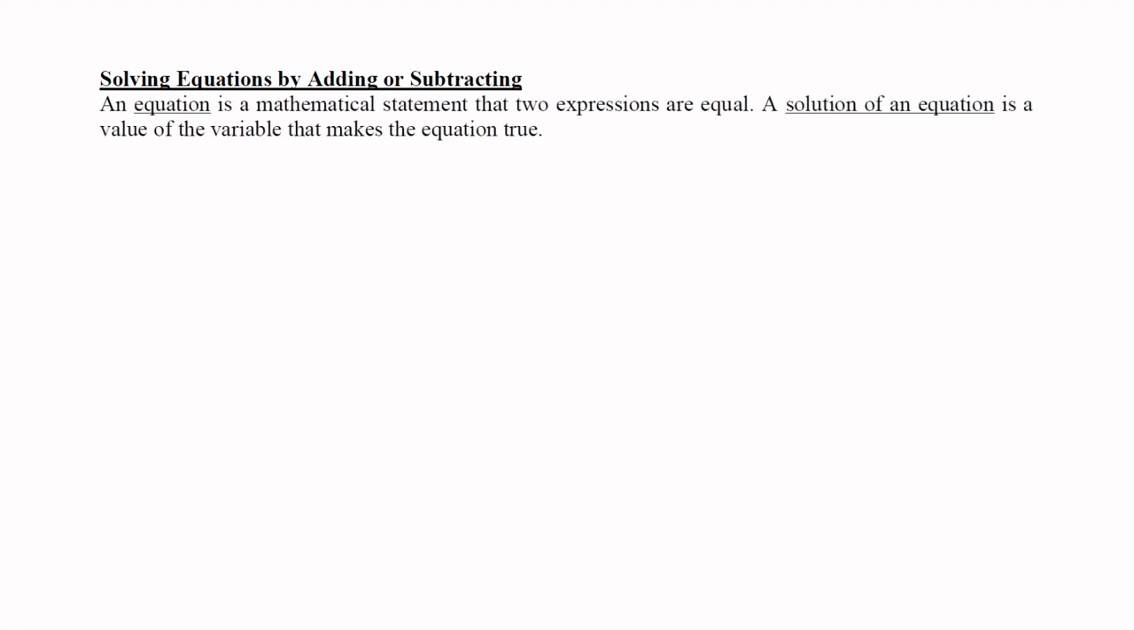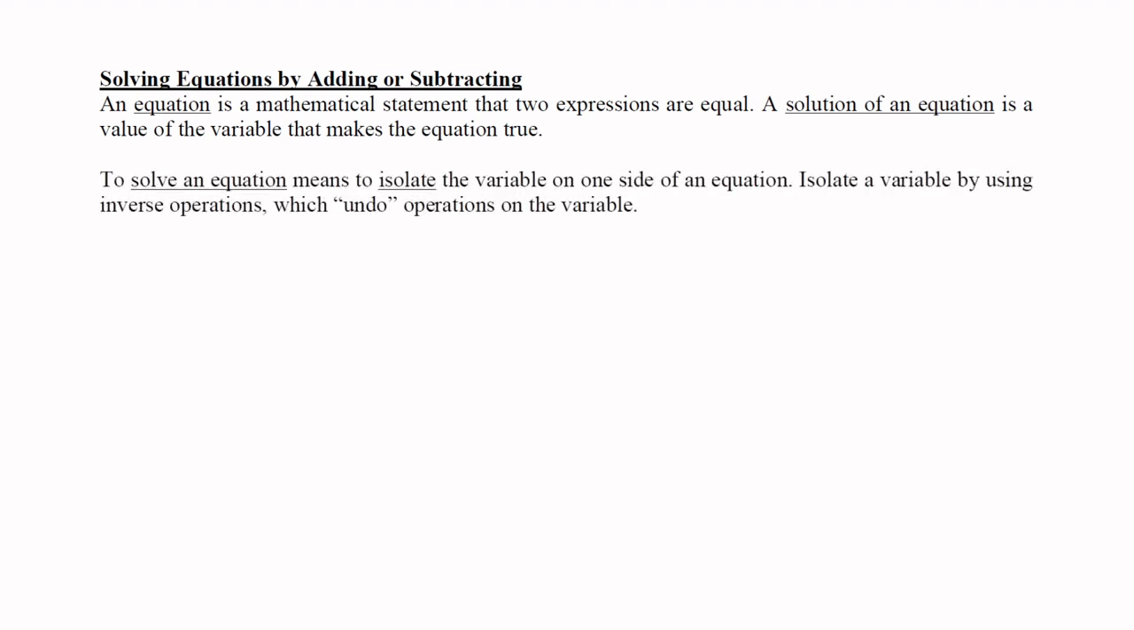An equation is a mathematical statement making two expressions equal to each other. A solution of an equation is a value of the variable that makes the equation true. To solve an equation means to isolate the variable, which means get it by itself on one side of an equation. Isolating a variable uses inverse operations, which undo the operations on the variable.